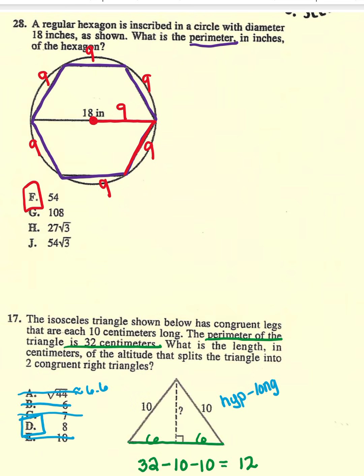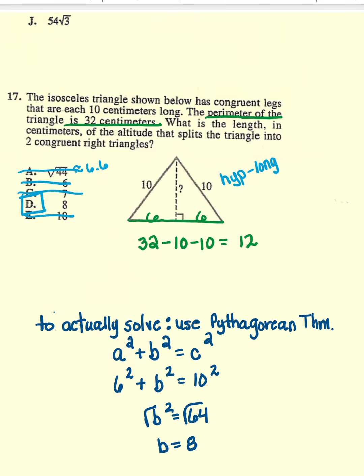Now, if we wanted to actually work this out, we would use the Pythagorean theorem, and because the Pythagorean theorem is on the ACT so much, I think it worthy of going ahead and talking about it. If I was going to use the Pythagorean theorem, I would say a squared plus b squared is equal to c squared. So 6 squared plus b squared is equal to 10 squared. Subtract your 6 squared over and get 64. Take the square root and you still get 8.